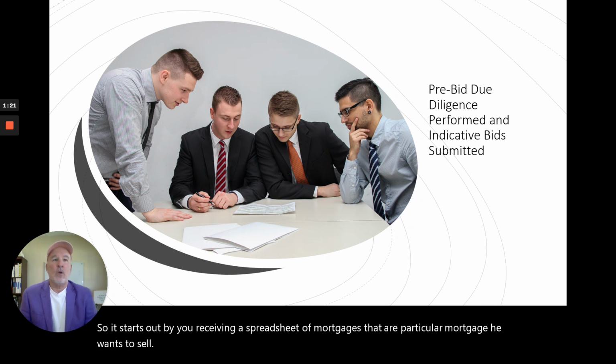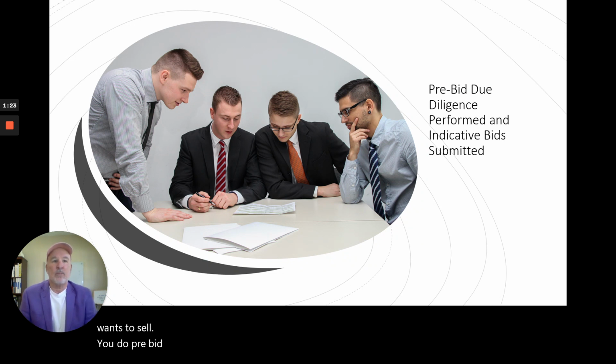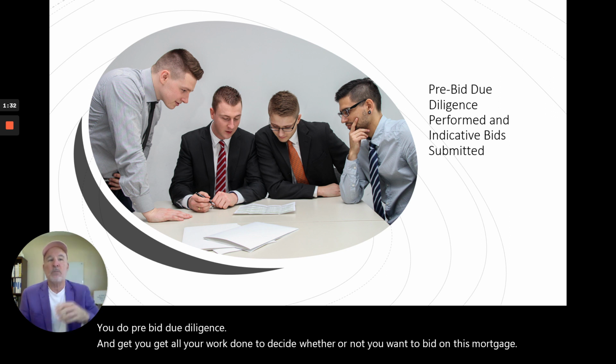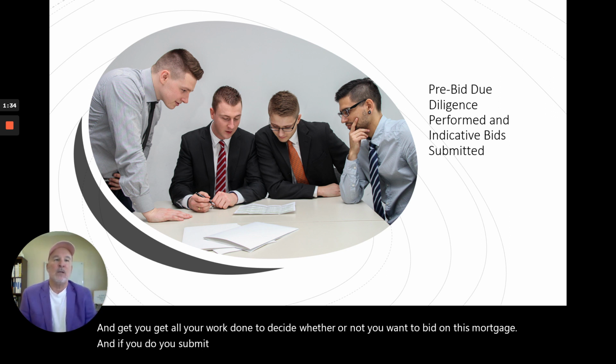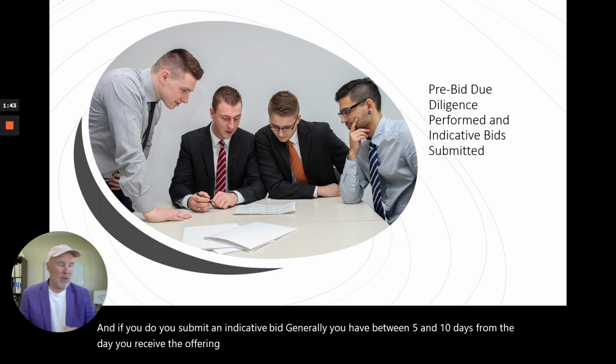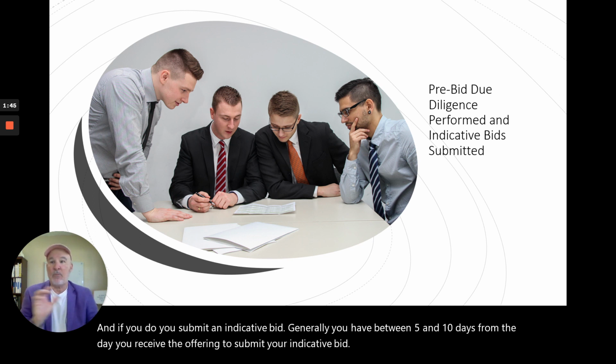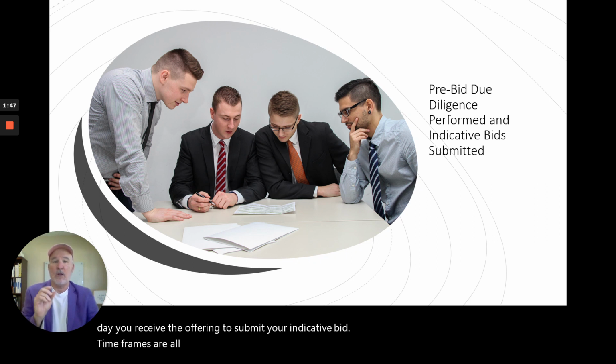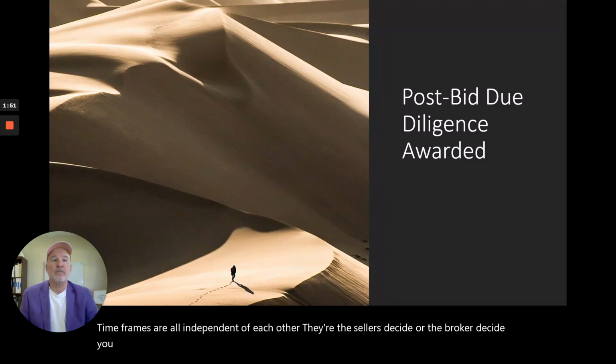Now you do your pre-bid due diligence, and you get all your work done to decide whether or not you want to bid on this mortgage. If you do, you submit an indicative bid. Generally, you have between 5 and 10 days from the day you receive the offering to submit your indicative bid. Time frames are all independent of each other. The sellers decide, or the broker decides. You have no say in it.